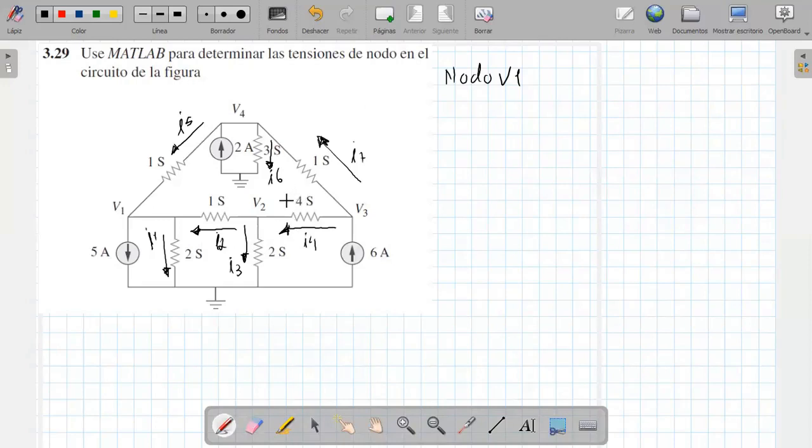I have to look at the currents that enter this node. We see that there are 2: current 2 and current 5 enter. Current 2 plus 5 amperes is equal to the currents that come out: current 1 plus the other current, 1.